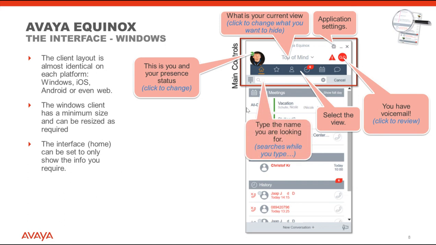Also in the main controls is the search bar. Type in the name of the person that you want to get in contact with, and while you're typing, the client will be searching your personal contacts and the public directory. If you need to send DTMF tones, or if you need to dial manually, open the dial pad and here you go. You can do as you did with a regular phone.